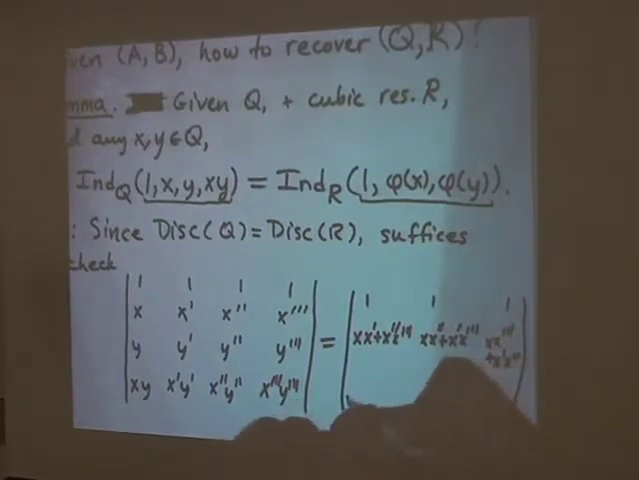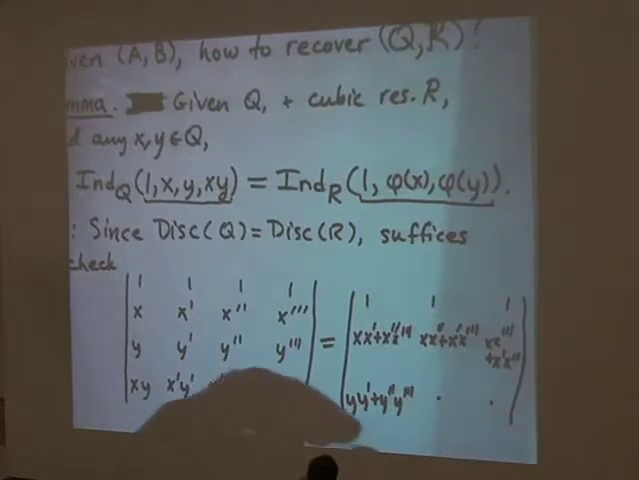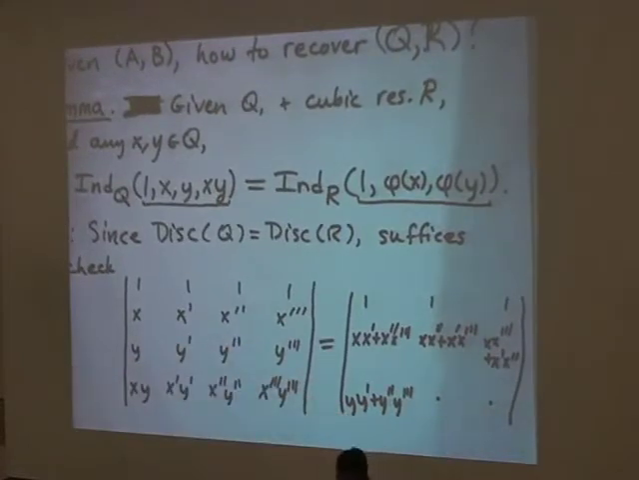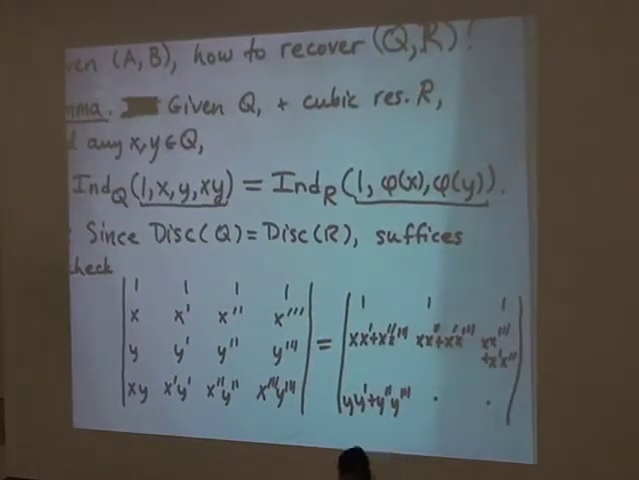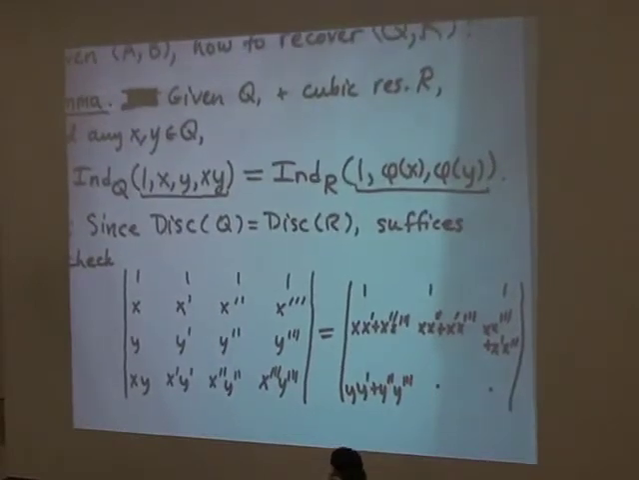And the same thing for y. y prime, right, the same thing. So I took the conjugates of x, y, and xy, made that determinant, and took the conjugates of phi of x and phi of y and 1, made that determinant. This identity just says that the discriminant of that lattice is the discriminant of that lattice.